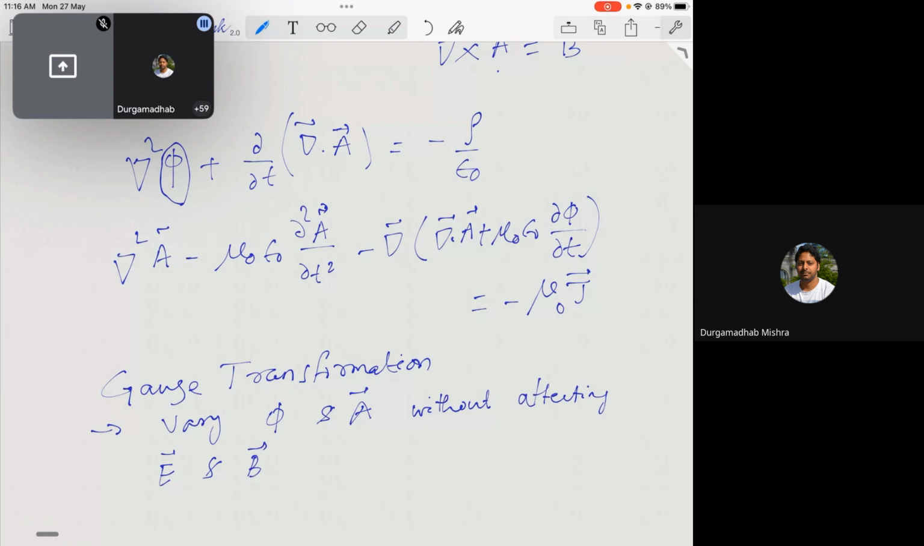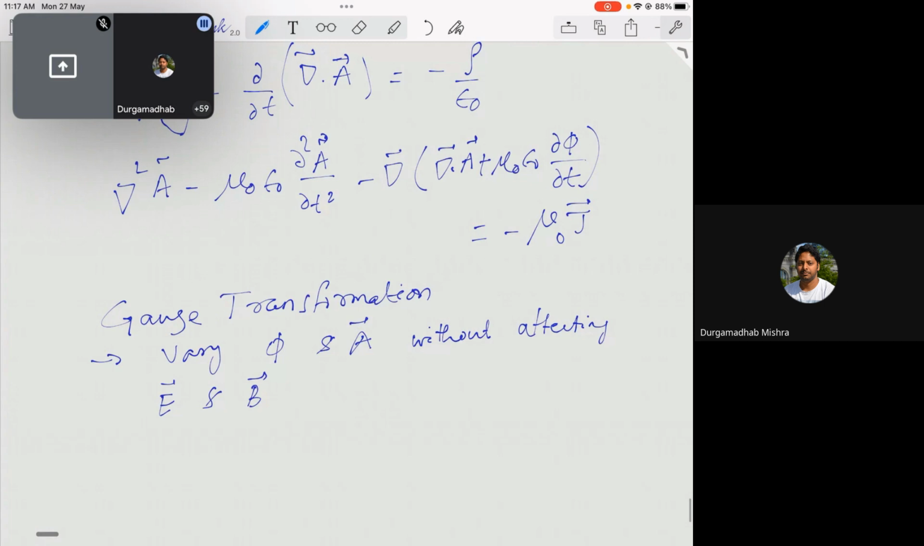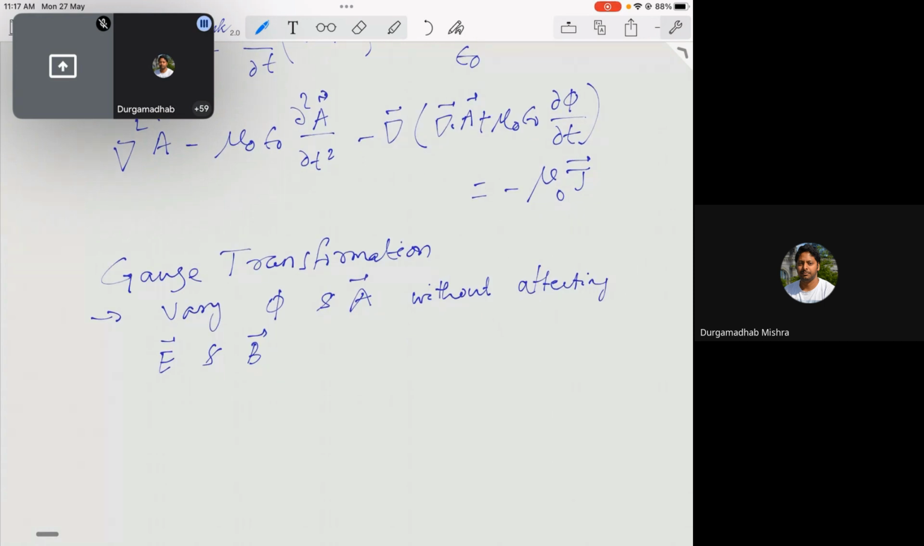And we are talking about this electromagnetic wave, or any electric field and magnetic field, that has a time dependence. So if we do a transformation of phi and A, one is scalar, one is vector, we are not going to affect or change this electric field and B field by any means. This is the gauge transformation. So how can this condition be satisfied?